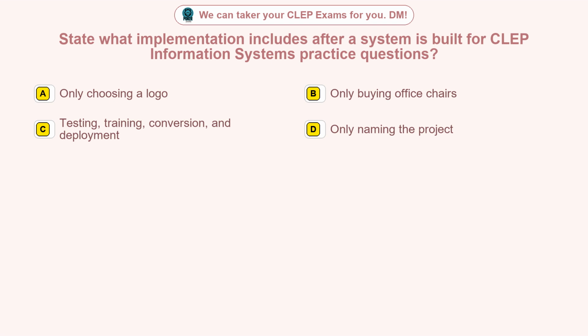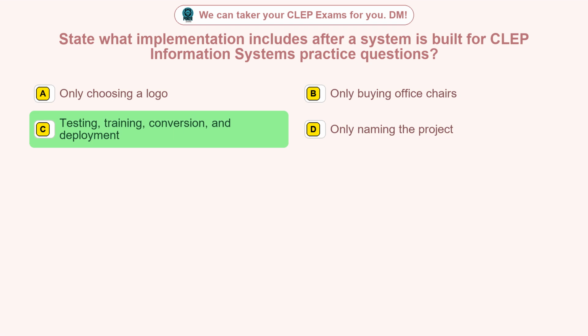Question 74. State what implementation includes after a system is built for CLEP Information Systems practice questions. Option A. Only choosing a logo. Option B. Only buying office chairs. Option C. Testing, training, conversion, and deployment. Option D. Only naming the project. The correct answer is option C.